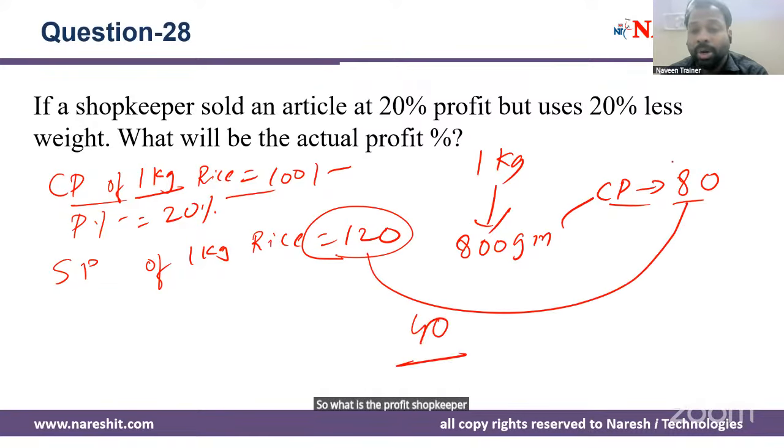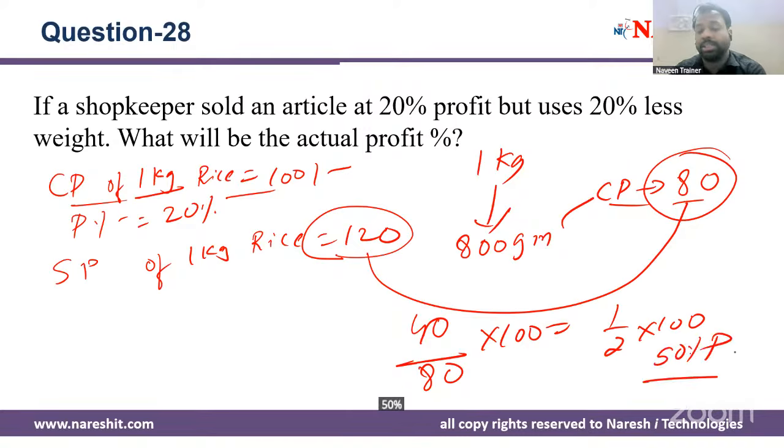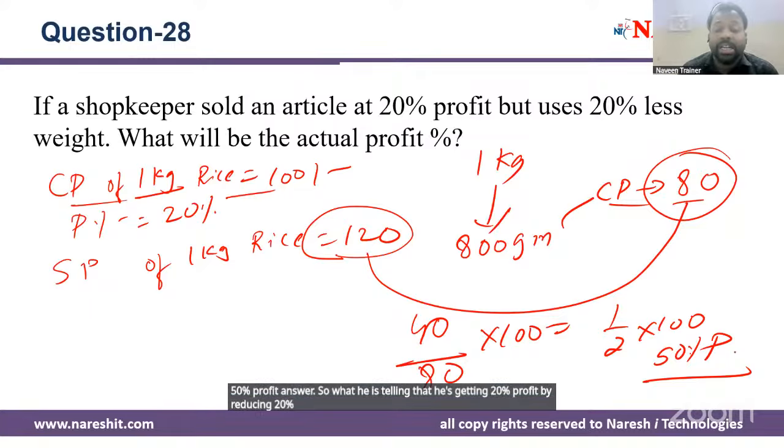40 rupees. What is the original cost price of the product? 80 rupees. In terms of percentage, 40 by 80 into 100, which is 1 by 2 into 100, nothing but 50% profit, the answer. So what he is telling is that he is getting 20% profit by reducing 20% weight. His 20% profit is converted into 50% profit.